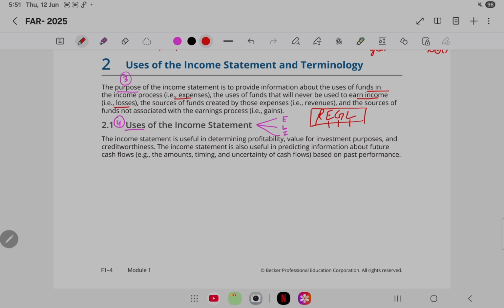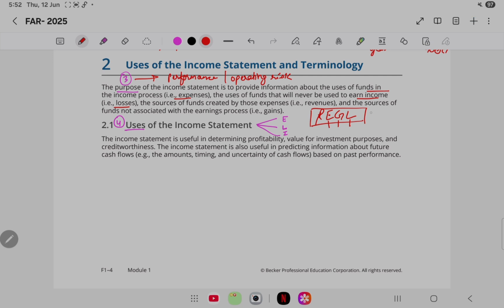Before proceeding to the REGL part, what is the purpose of the income statement? Normally it indicates the performance for a period of time. It also determines the operating risk. A financial analyst is able to check whether the company sales are relatively stable from one period to the next or volatile. Is operating income relatively stable or volatile?